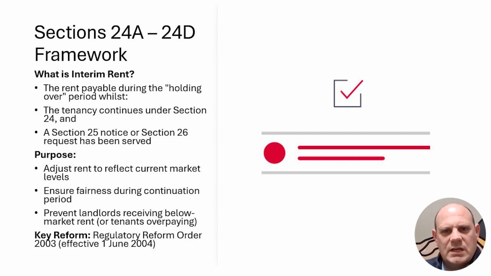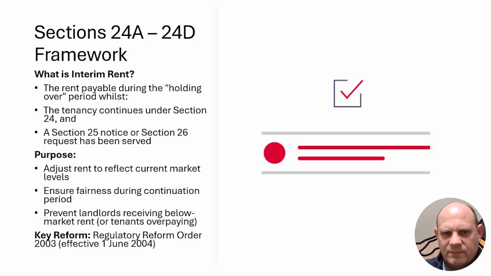As we discussed in Seminar 2, when a qualifying business tenancy reaches the end of its contractual term, it doesn't simply terminate. Instead, Section 24 of the Act provides that the tenancy continues automatically on exactly the same terms until it is determined in accordance with the Act. This creates a potential problem.